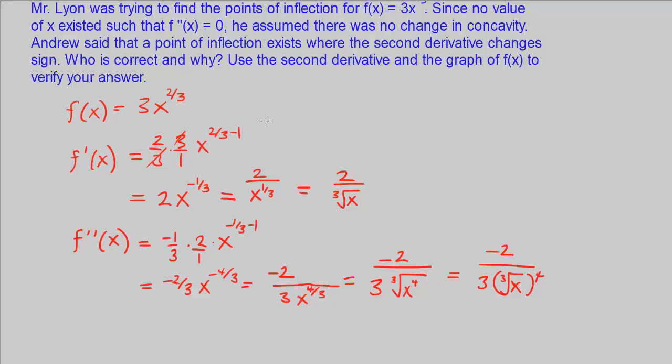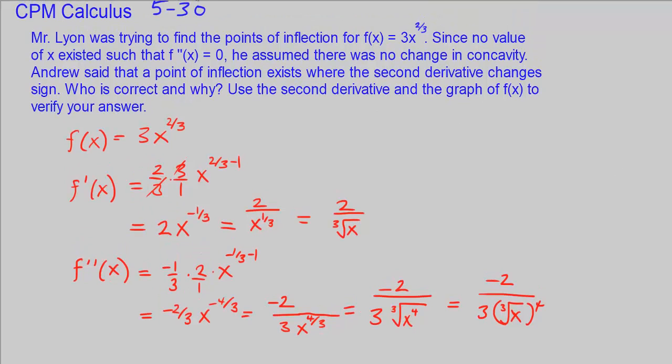So anyway, it says in the problem we have Mr. Lyon, and he's saying there's no change in concavity, and Andrew said that a point of inflection exists where the second derivative changes sign. Okay, who is correct and why? Well, the second derivative, where does it change signs? Okay, we could look at it in any of these.